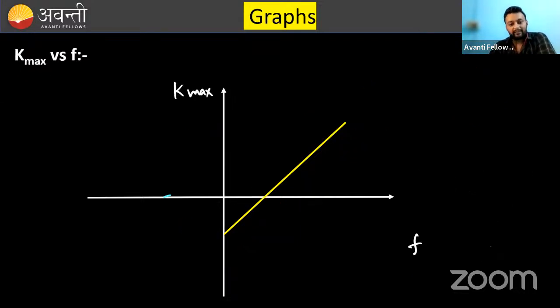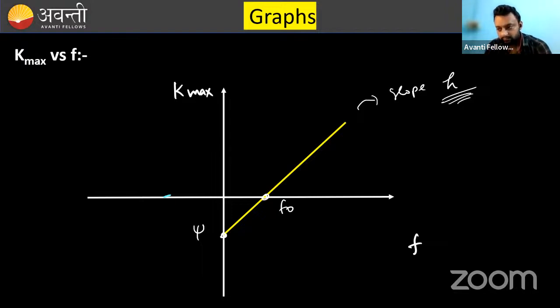Moving further. Similar is the graph for Kmax versus F. What's changing? In this graph, the slope is h. This point is again F naught. This point is psi. And again, the slope is a constant term for any two metals. The graphs will be parallel. Moving further. Very good, Veena.